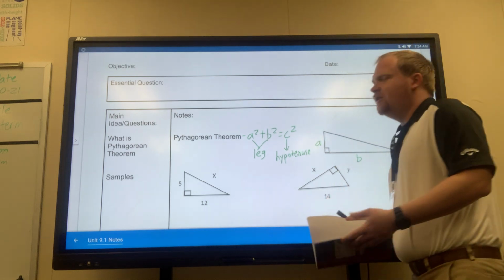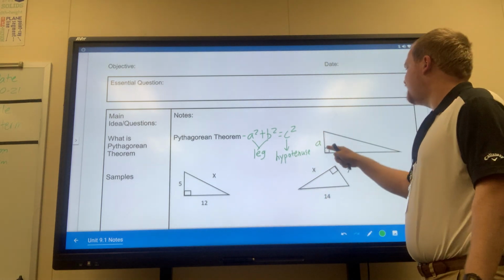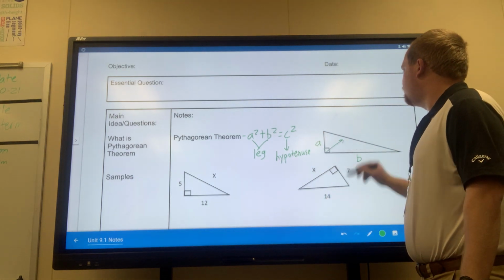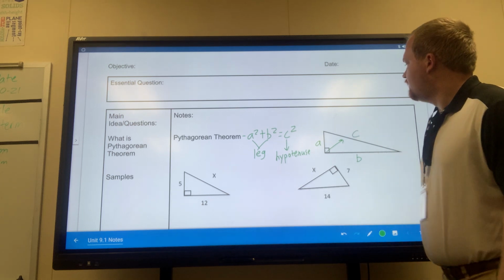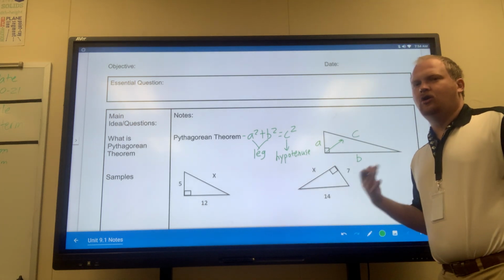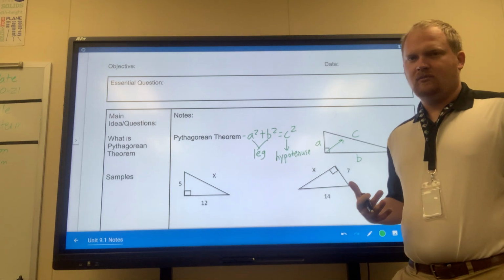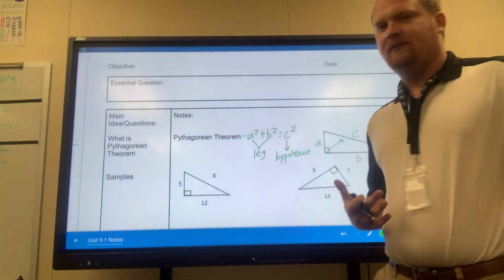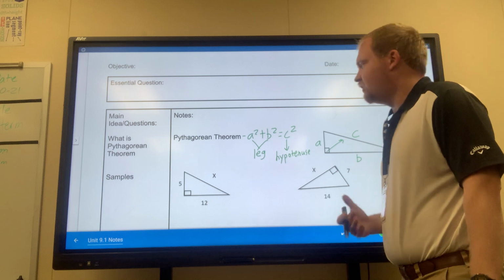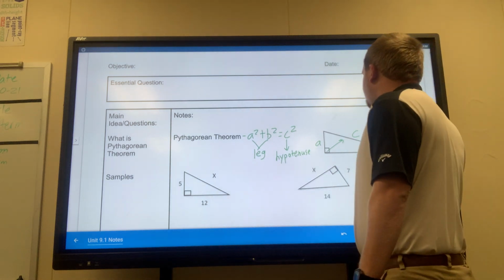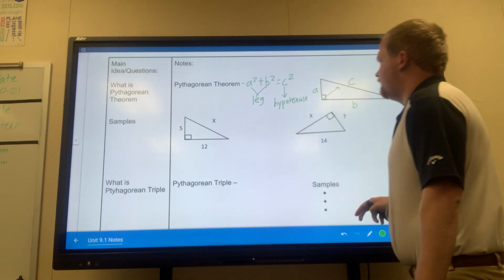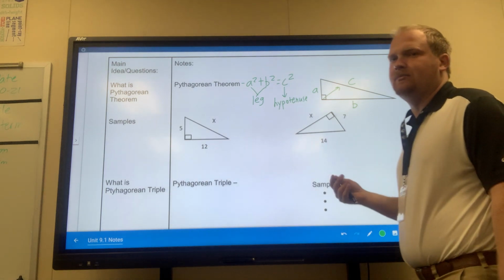Now, c right here is what we call the hypotenuse. c is the longer length. It's basically the length that is opposite the right angle. And typically the hypotenuse is always going to be the longer length.